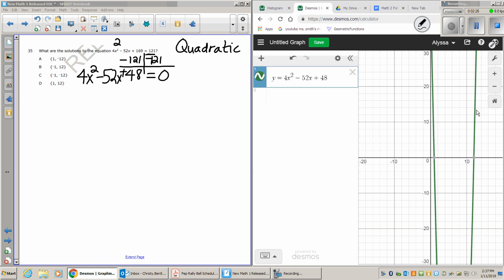Remember, with quadratics, we call the solutions zeros. So it's the value of x when y equals 0. So here's one value. We have the point 1, 0, so x equals 1 is a solution. And the other answer is x equals 12. So the correct answer is answer choice D.